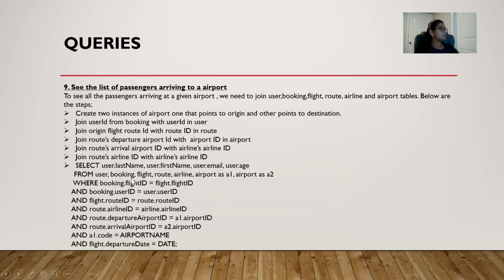flight ID from booking table with flight ID in flight table, user ID from booking table with user ID in user table, route ID in flight table with route ID in route table, airline ID in route table with airline ID in airline table, departure airport ID in route table with airport ID in airport table. And similarly, we join the arrival airport ID from route table with airport ID in airport table, and the code from airport table with airport name, departure time, date from the flight table with date.